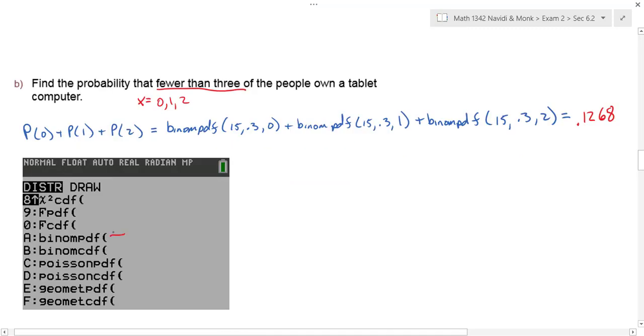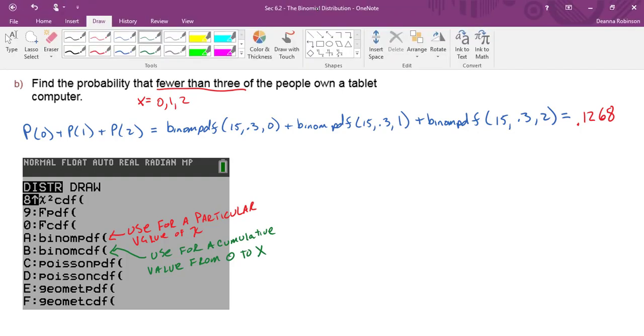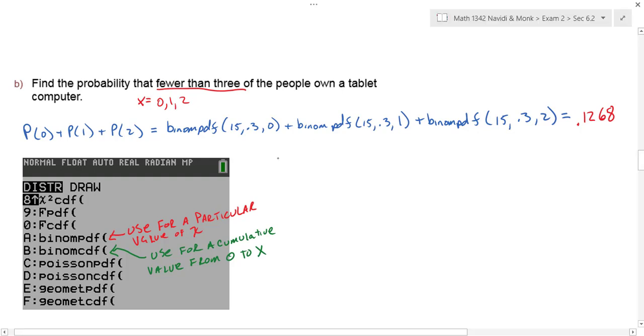The binomial PDF is what you use if you want a particular value of x, like x equals 4, x equals 2, x equals 1. The binomial CDF is what you use for a cumulative value of x from 0 to x. Here I want the cumulative probability from 0 to 2. So instead of using the binomial PDF, I could have done the binomial CDF, where n is equal to 15, p is equal to 0.3, but x now is equal to 2 because I want to accumulate from 0, 1, and 2.